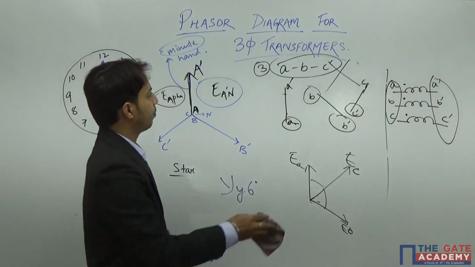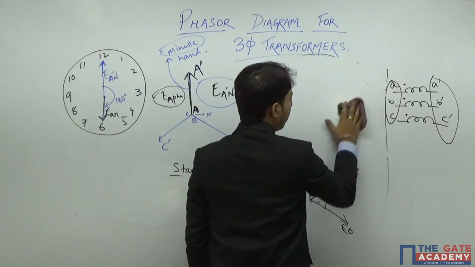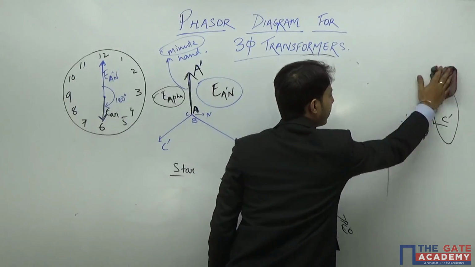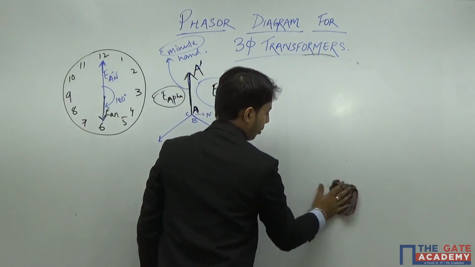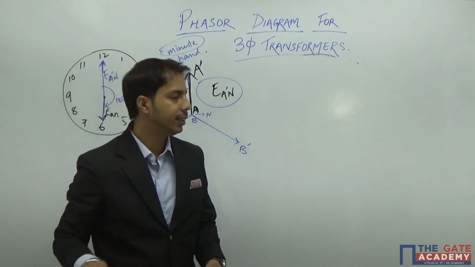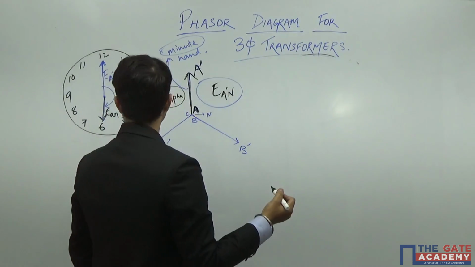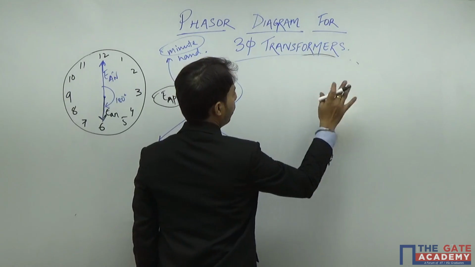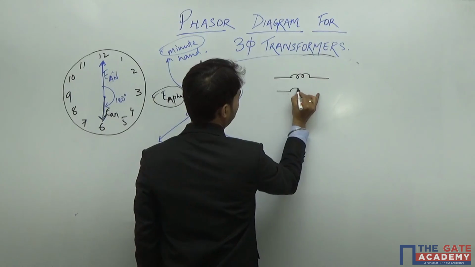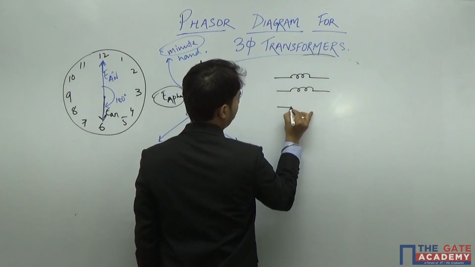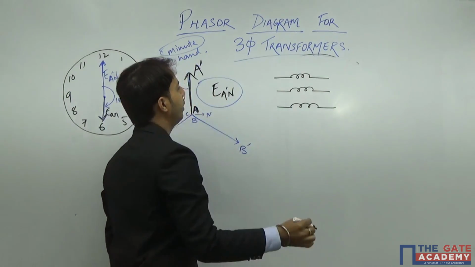Now let us see what happens in star delta case. Let us take the delta case, which is even more important. So we have seen the star case. Now let us see the star delta case. Now you see, say these are my windings.